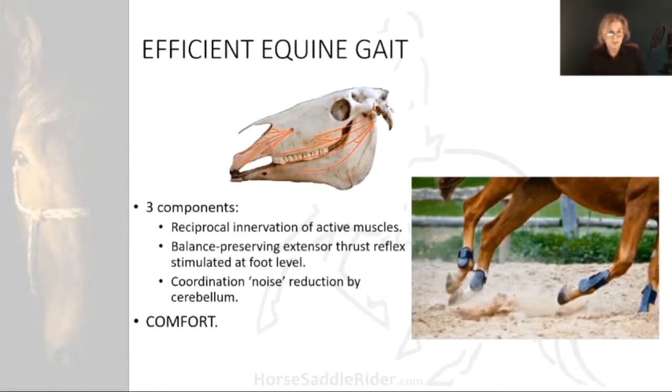Comfort. You do need comfort for efficient equine gait, as you saw in the asymmetry film right at the beginning of the presentation. The horse was reacting because it was uncomfortable and trying to shift the rider to a more comfortable position for it. Or compensatory gait will develop, and we really don't want that. It's not good for sports performance or long-term prevention of injury or strain.